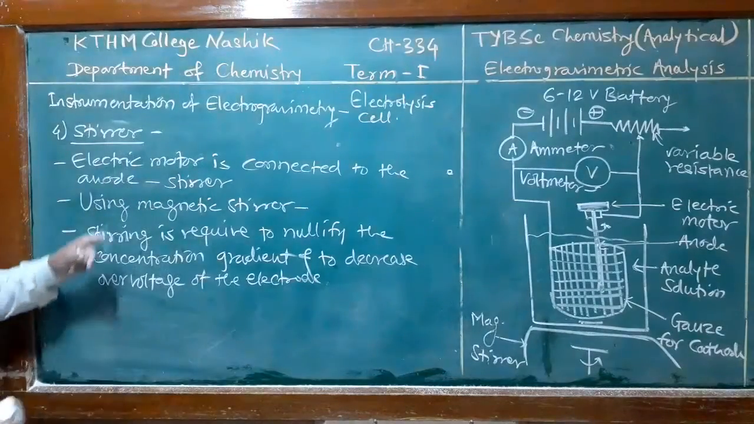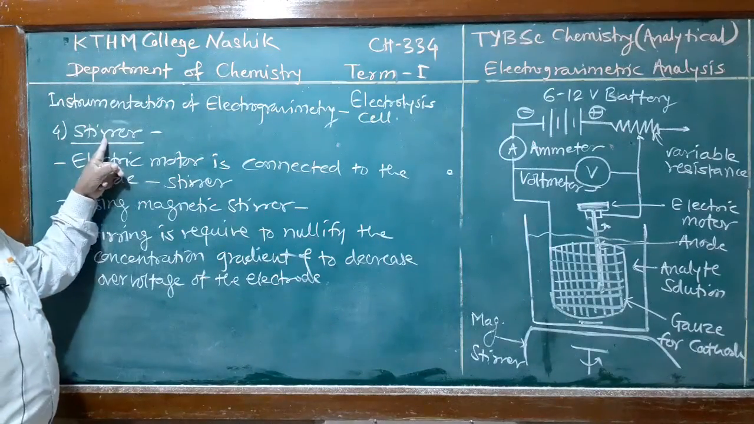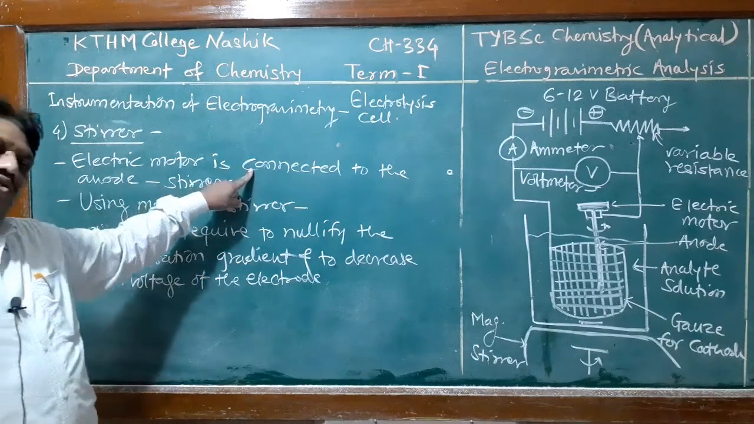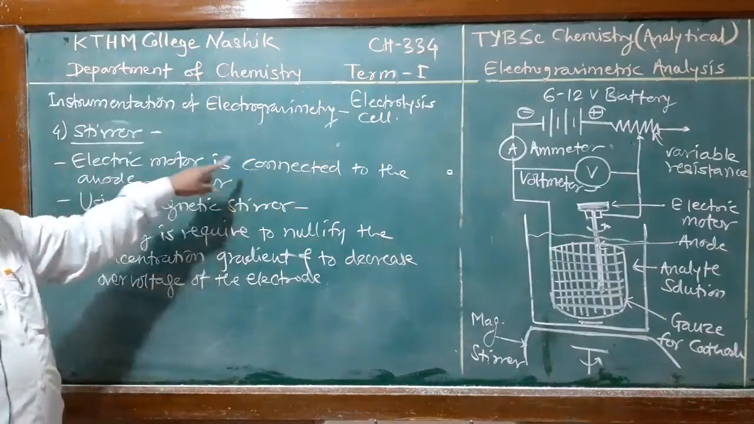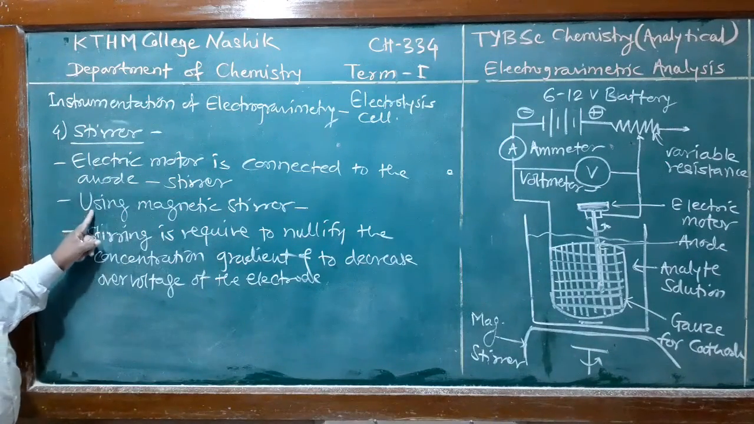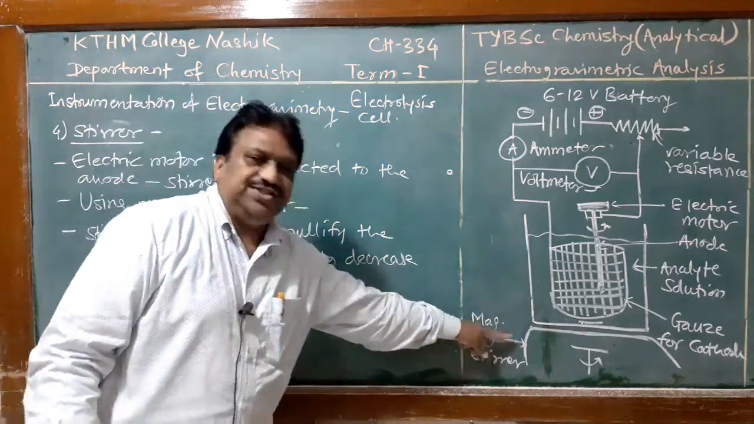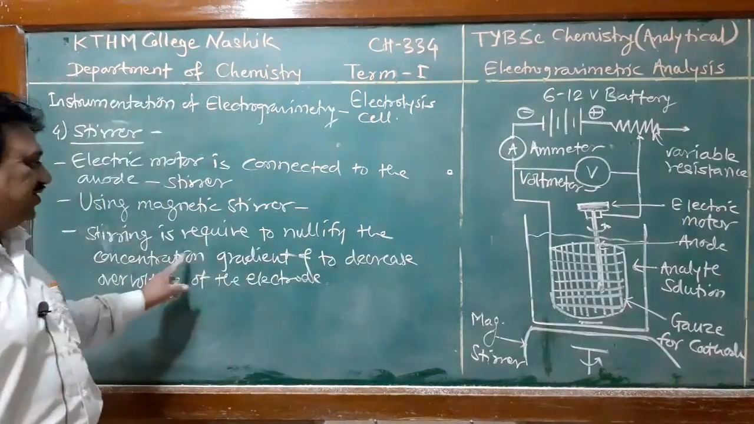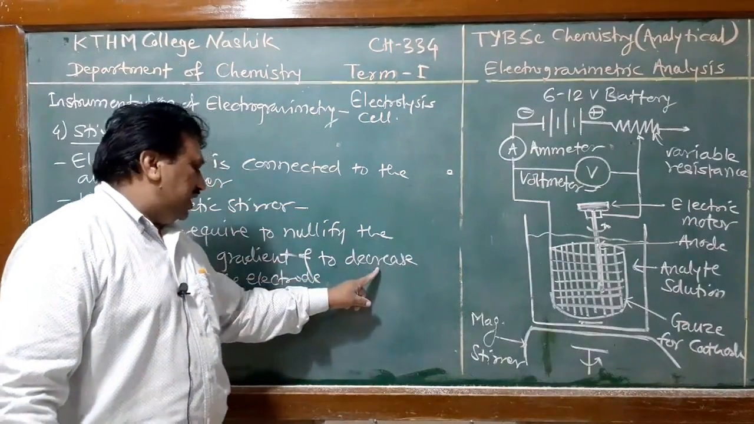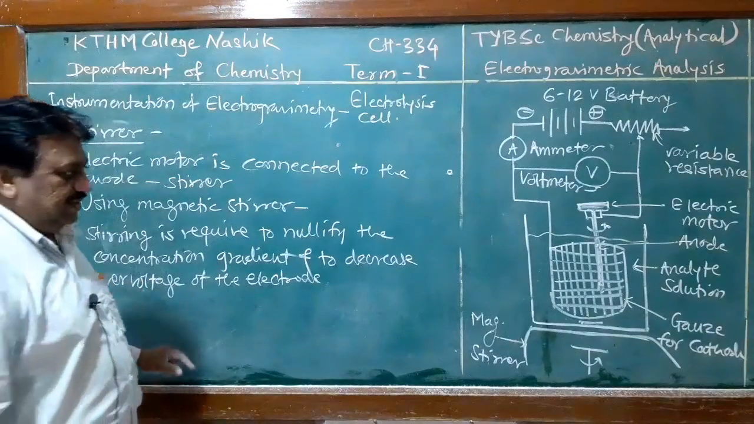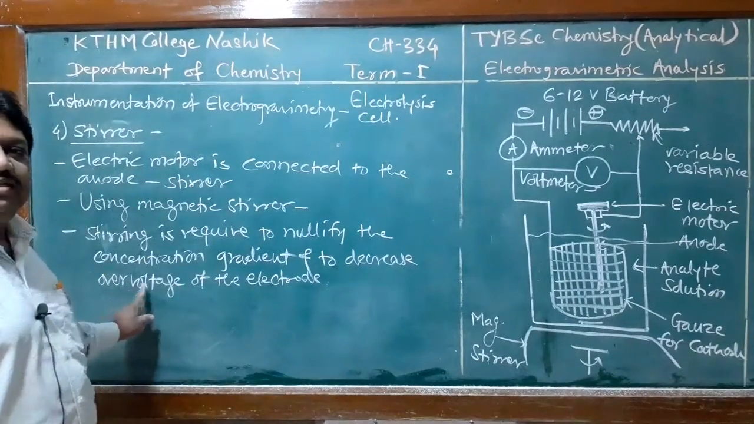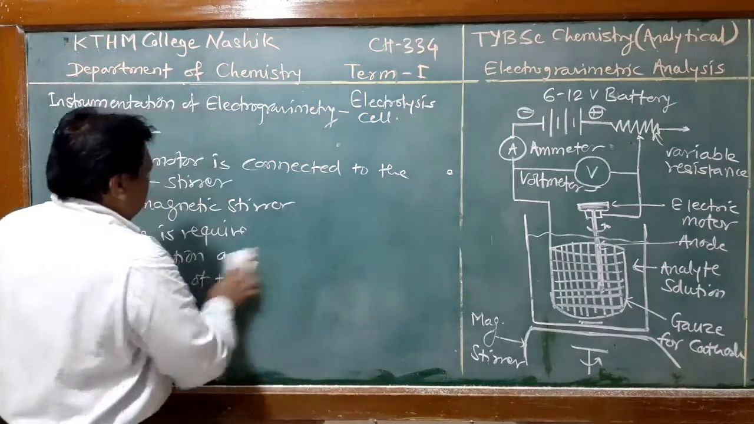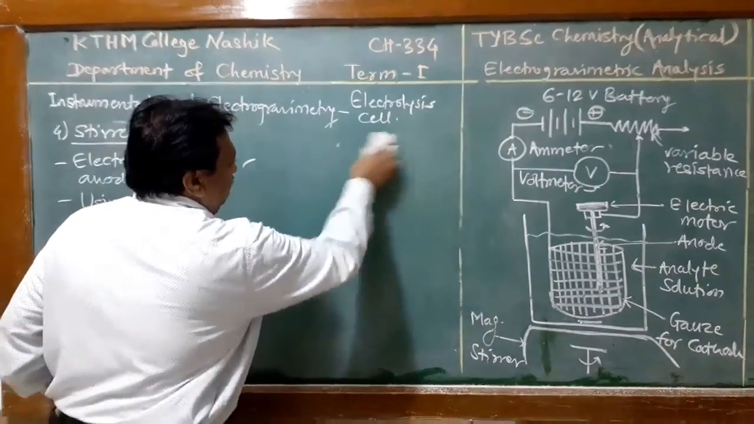Therefore, these are the four different components. The fourth component is the stirrer. Generally, the anode itself acts as a stirrer when it is connected to an electric motor. Sometimes stirring may be carried out by using a magnetic stirrer. Stirring is required to nullify the effect of the concentration gradient that occurs during the deposition process, and that will decrease the overvoltage of the electrode. Student, what is a concentration gradient? That we'll discuss in brief here.